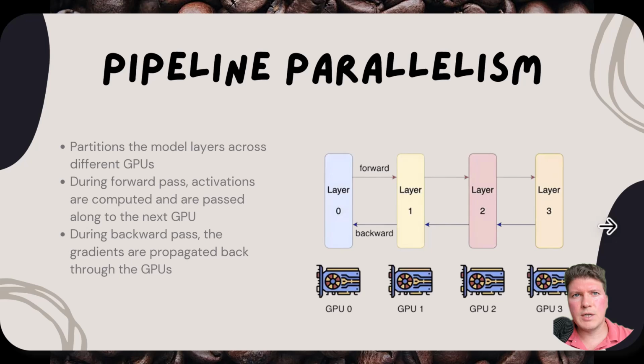As shown on this slide, the model is divided into 4 segments, with each segment assigned to a different GPU. During the forward pass, activations are computed and then passed along to the next GPU. For training, the backward pass follows a similar sequence in reverse, with gradients propagated back through the GPUs.